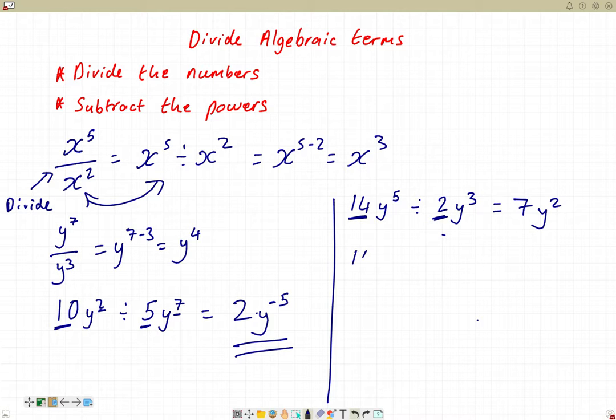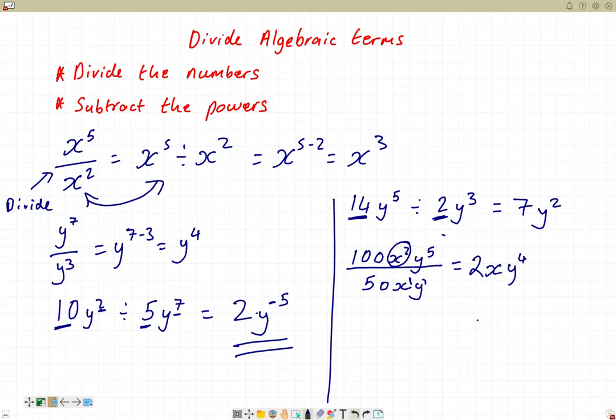So let's say I had 100x squared y to the power of 5 divided by 50xy. So first thing I do, 100 divided by 50, that gives me 2. x to the power of 2 divided by x. When you can't see a power, there's actually a 1, so it's actually to the power of 1. So both of these x and y are to the power of 1. So subtract the powers. 2 take away 1 is 1. So there's just 1x. And then y to the power of 5 divided by y to the power of 1 gives me y to the power of 4.